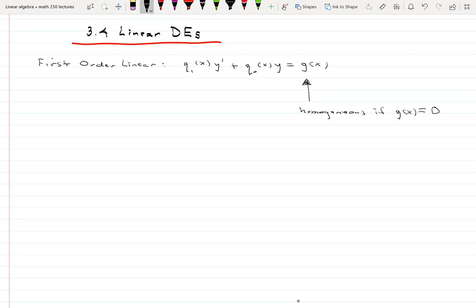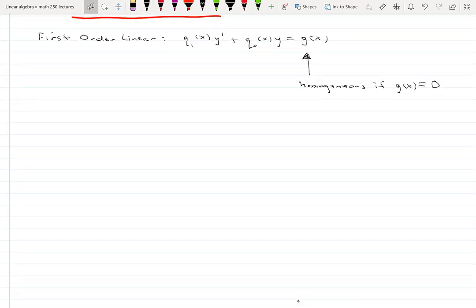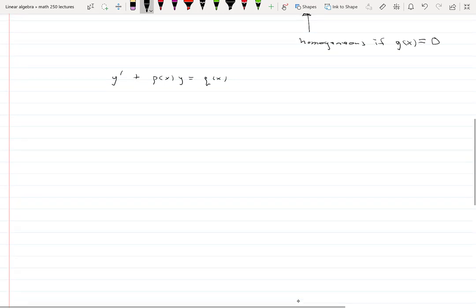Right now we want to concentrate on a method of solution for solving linear differential equations. The first thing we're going to do is divide both sides by q1 of x. So we're going to assume that q1 of x is not 0, at least on some interval of x values, so we can form a differential equation defined on that interval. If we do, we get a differential equation of the form y prime plus p of x y equals some function q of x. Technically the p of x is q0 over q1, and the q of x is g of x over q1 of x. So we divide both sides by q1 of x, and this is our starting point.